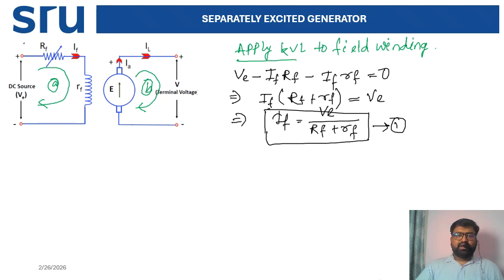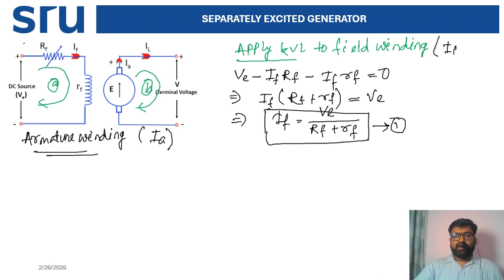Then come to the armature winding. Armature winding to calculate the armature current. You can mention here we are calculating armature current, and in field winding, that is the field current.